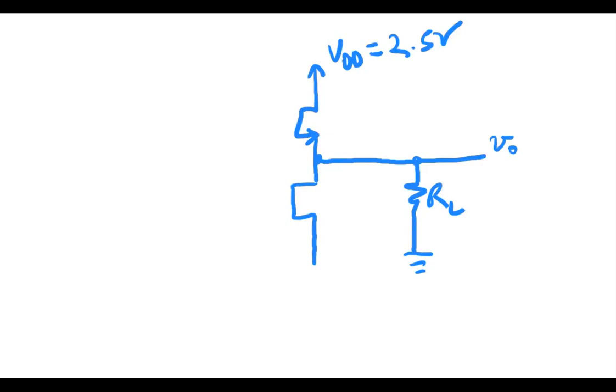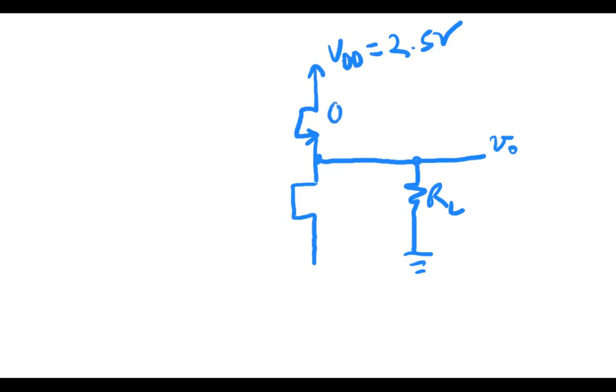So the degradation of the output is relative to the power supply. Ideally, you want to drive to the rails, but you can't. We're going to show what the non-ideality is and how close or how far we get from that.